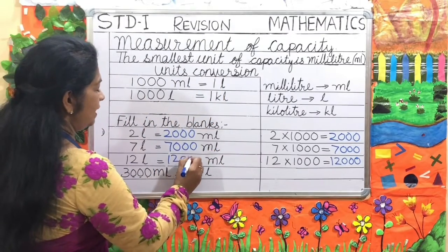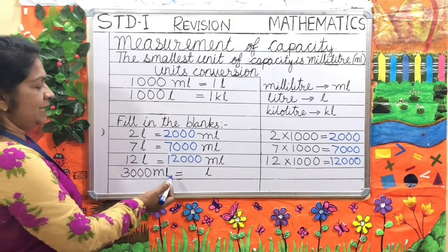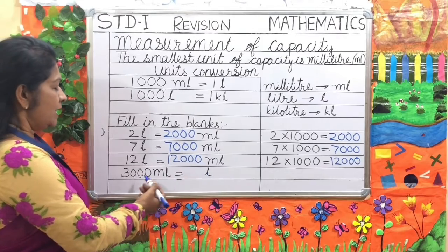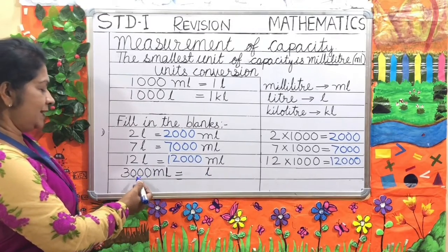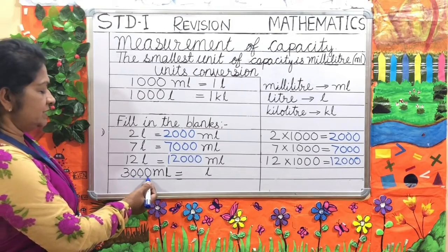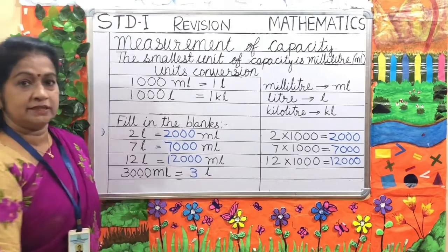12,000 milliliter. Now here 3000 milliliter is equal to dash liter. So you have to divide 3000 milliliter by 1000. So you just remove these 3 zeros. You will get 3 liter.